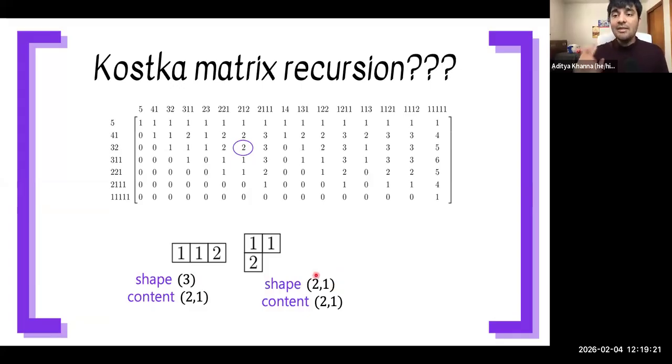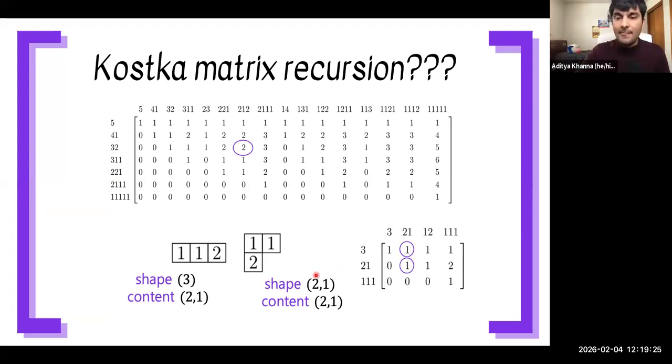And now if I look at the Kostka matrix corresponding to n equal to 3, then I see that the shape 3 and content 2, 1 has exactly the entry 1. So that's this tableau. Shape 2, 1 and content 2, 1 has the entry 1, which is exactly this tableau. And what do you know? 1 plus 1 is equal to 2.